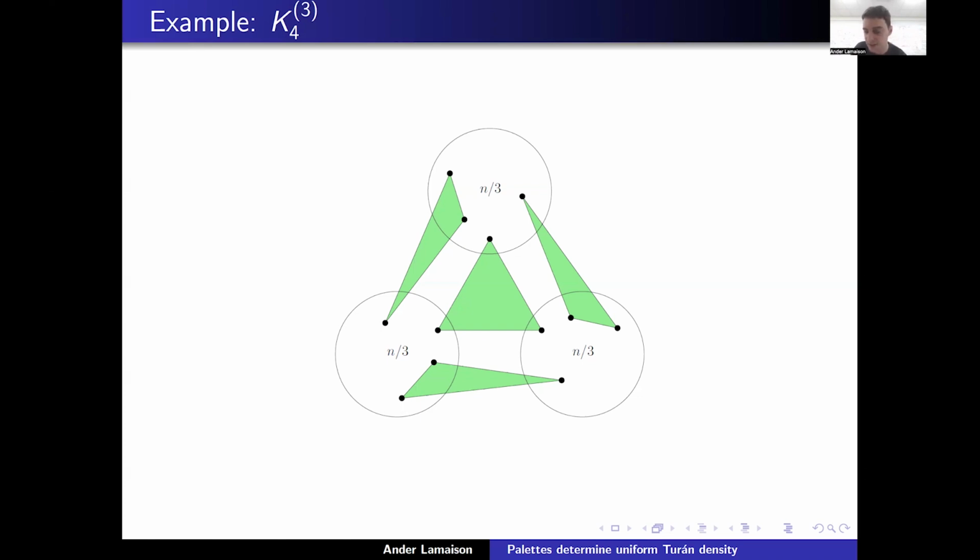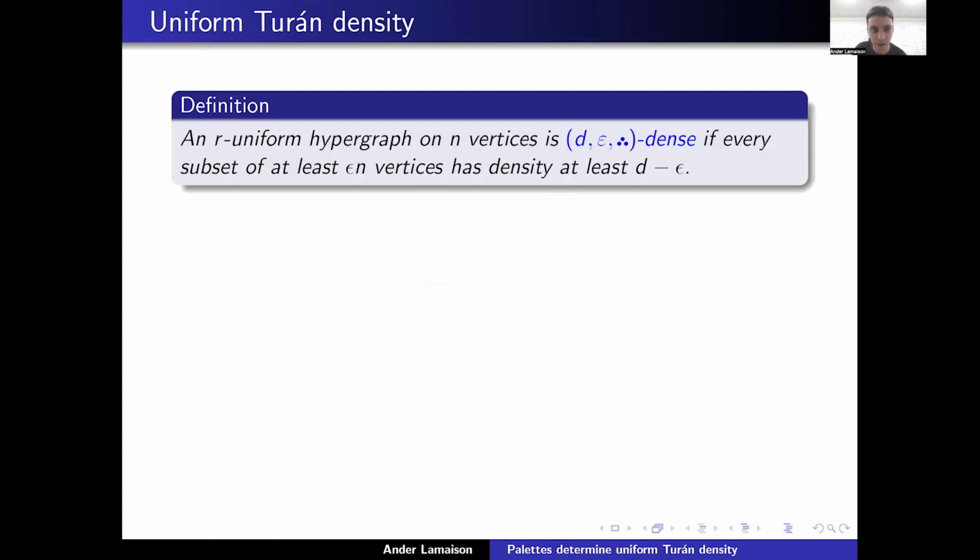So this stronger notion of density is what we call uniform density. We are going to say that a hypergraph is (d, epsilon) uniformly dense, and we denote this with this symbol with 3 dots, if every linear size subset, every set of at least epsilon n vertices, has density at least d minus epsilon. And we are going to let epsilon go to 0, so every linear sized subset of the vertices has edge density very close to d.